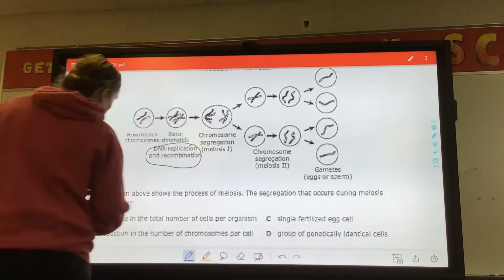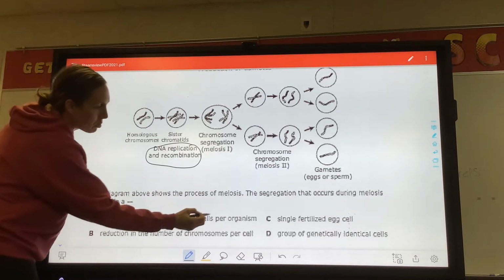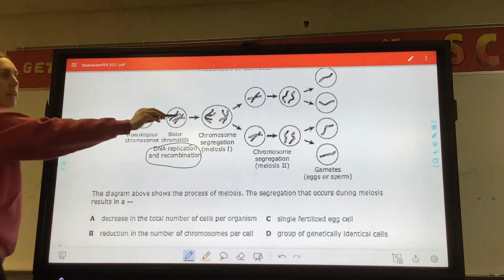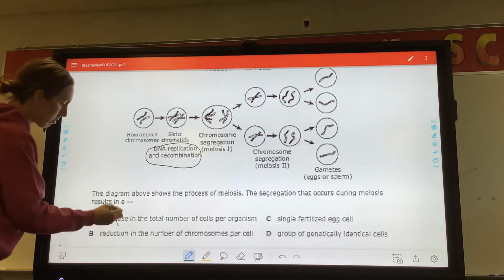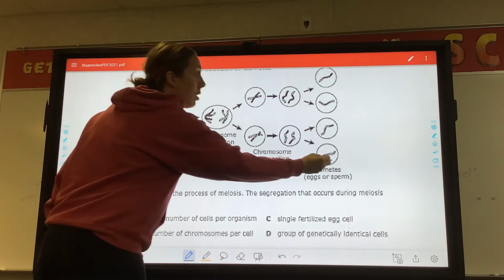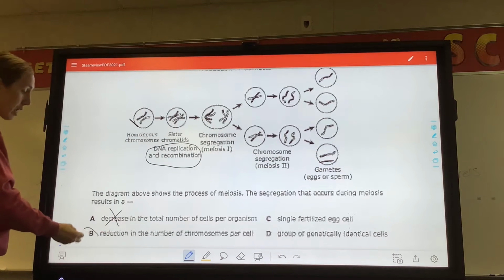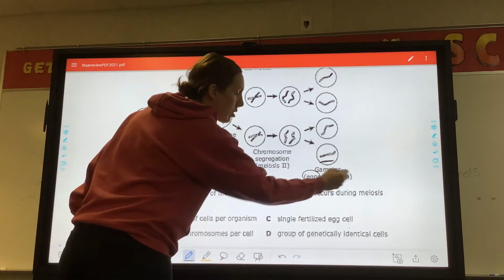Now, this first A says a decrease in the total number of cells per organism. Guys, this looks like it's increasing in cells, am I right? So it's not a decrease, okay? B, a reduction in the number of chromosomes per cell. Yeah, you start with 2, you get 1. So what did you guys all put if you didn't put that? Okay, C, a single fertilized egg. It's a gamete, it's an egg or sperm.